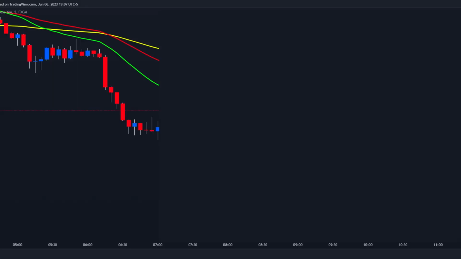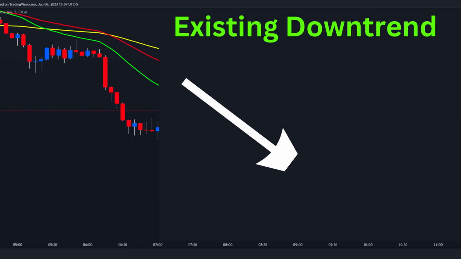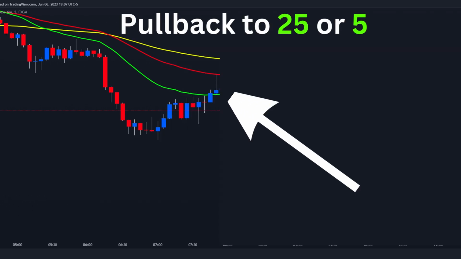Let's look at another example. In this chart, we can identify an existing downtrend, as shown by all three EMA heading downwards while all the candles are below the EMA. Next, we are waiting for a pullback towards the 25 or 50 EMA.